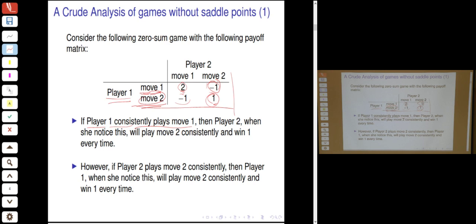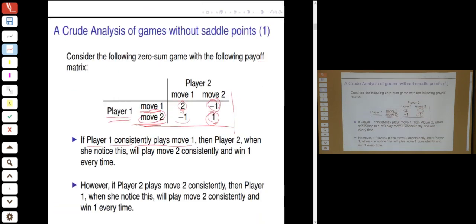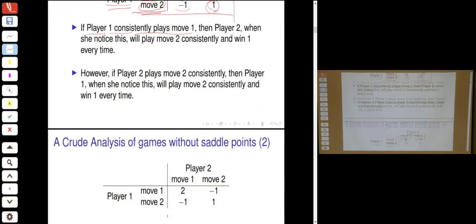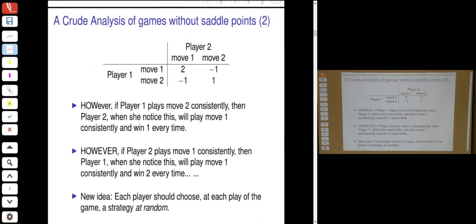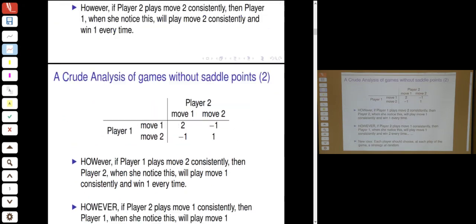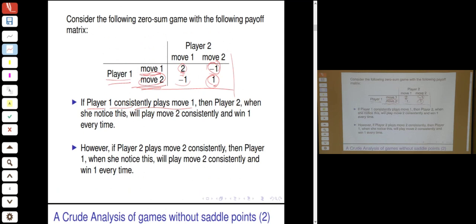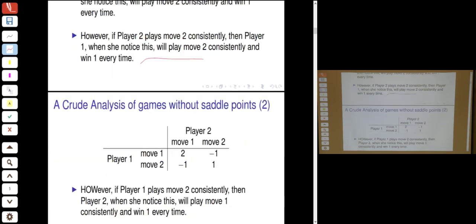So in summary, if the game has no saddle points, then it is not a good idea to keep on employing the same strategy repeatedly. So what to do? You can continue with this example just to motivate the probabilistic part which is coming very soon.